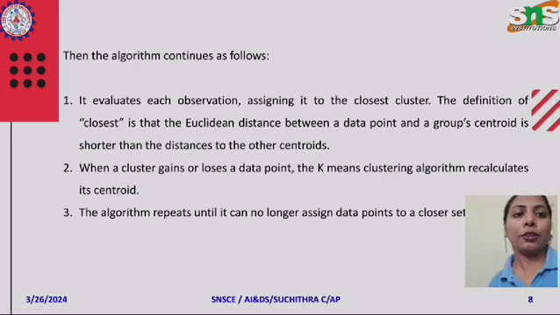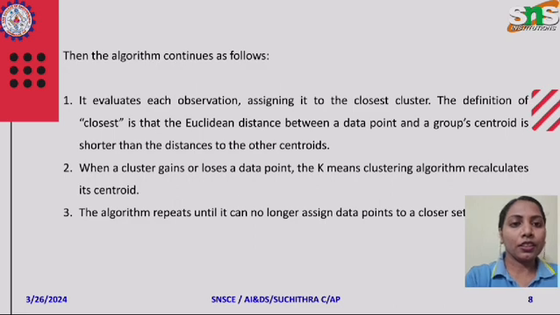Then the algorithm continues as follows. It evaluates each observation, assigning it to the closest cluster. The definition of closest is that the Euclidean distance between a data point and its group centroid is shorter than the distance to another centroid. When a cluster gains or loses a data point, the K-means algorithm recalculates its centroid. The algorithm repeats until it can no longer assign data points to a closer set.